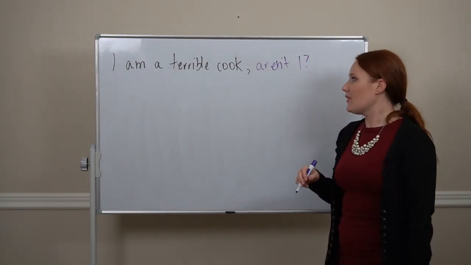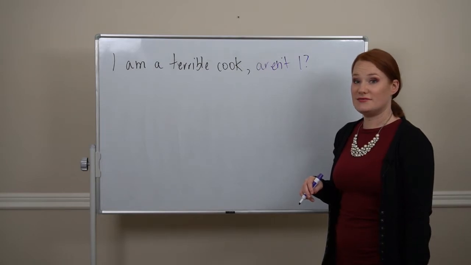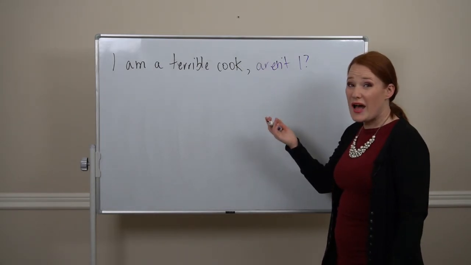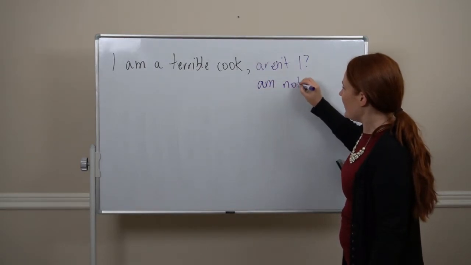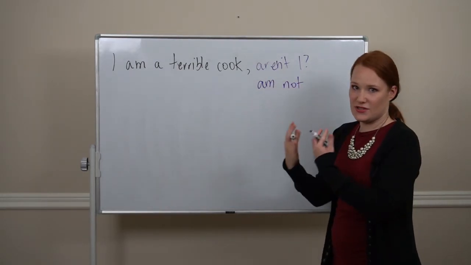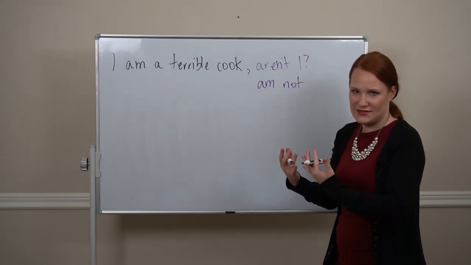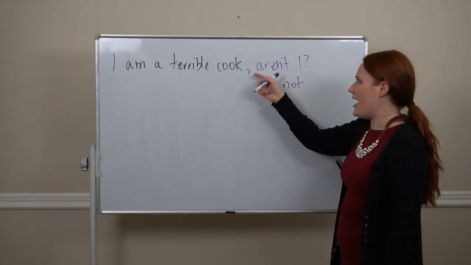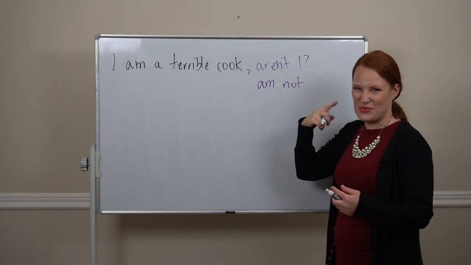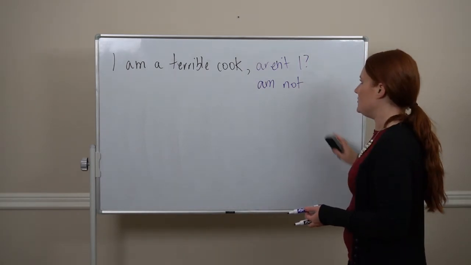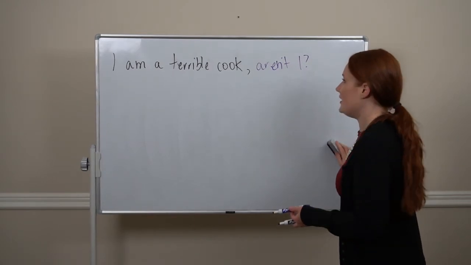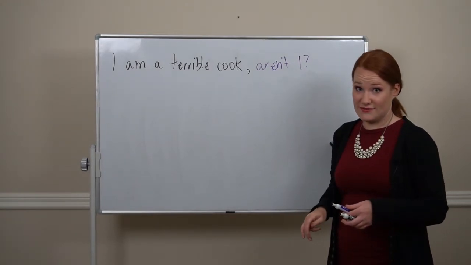Aren't I? I'm a terrible cook, aren't I? And this is probably because am and not can't be contracted. We can't say amn't. So it sounds strange. Am not I? It sounds weird, and we want it to sound like the rest. So we use aren't. I am a terrible cook, aren't I?